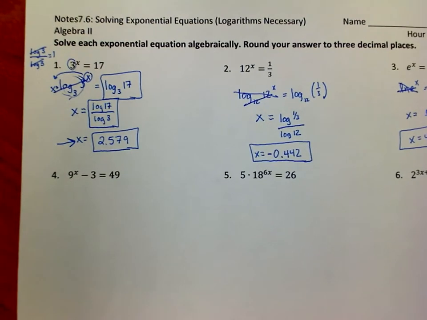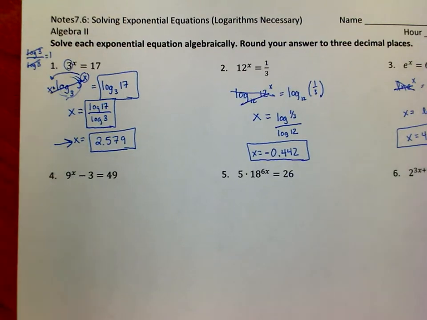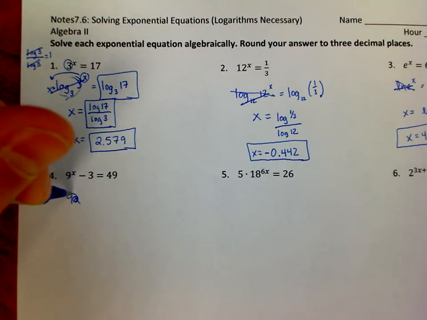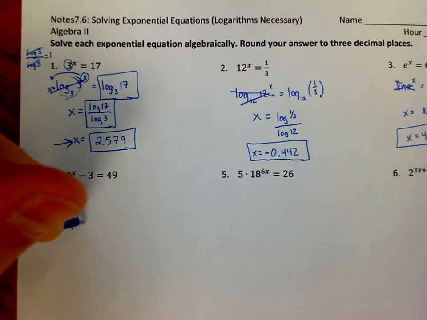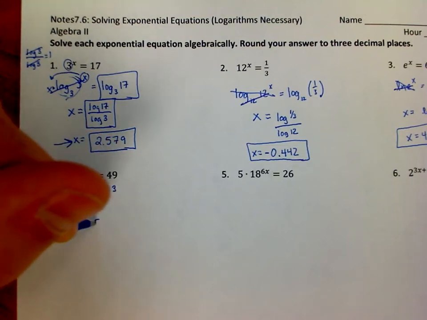And so before I go any farther, the only thing I want to point out is I've got to get that 3 away from the exponent first, which means I've got to add it to both sides. So my first step in this problem, well, it's not 9x, it's 9 raised to the x. I'm going to add 3 to both sides, and that gives me 52 on the right-hand side.